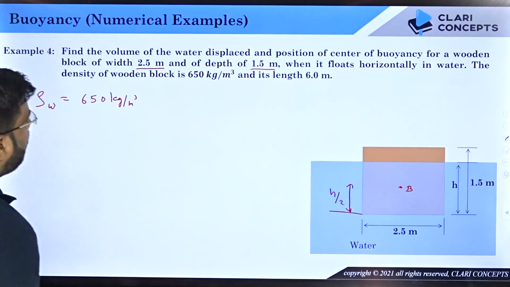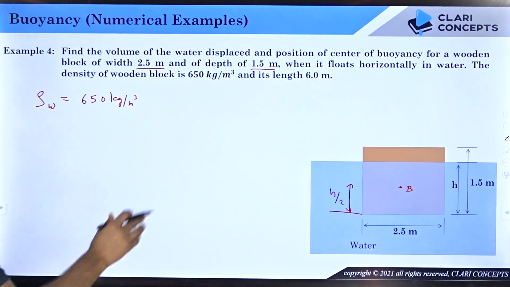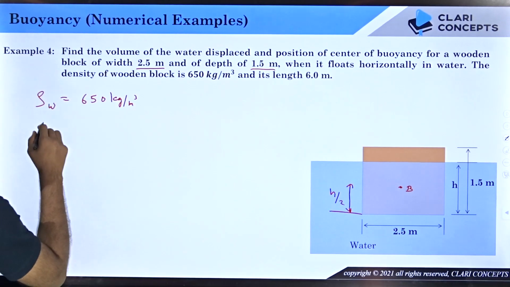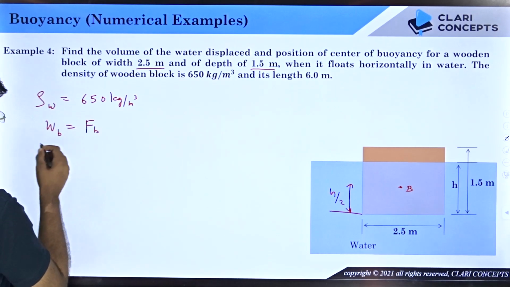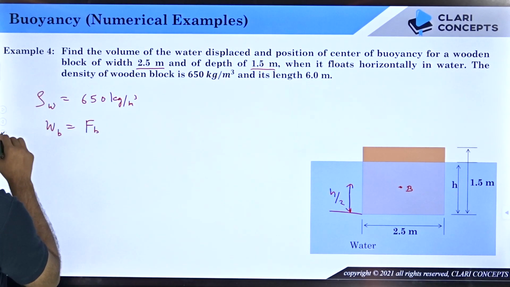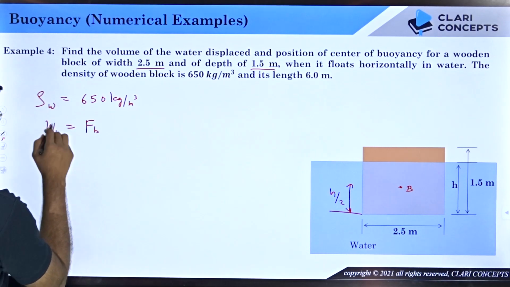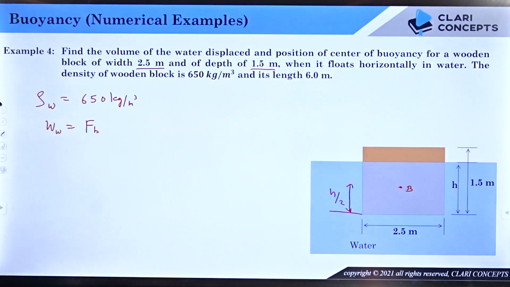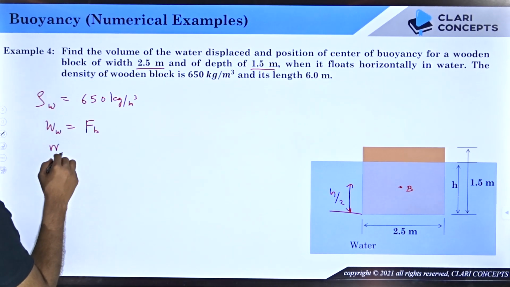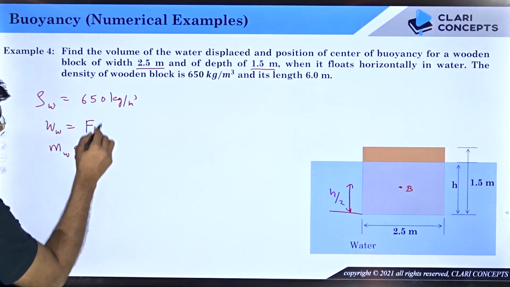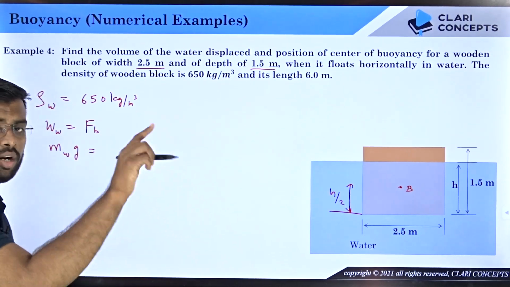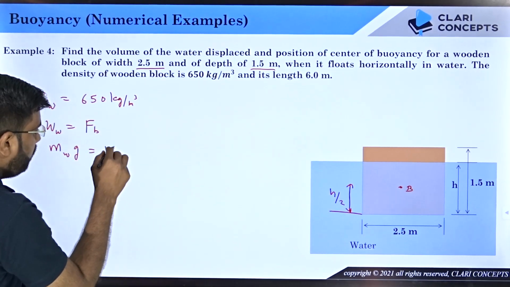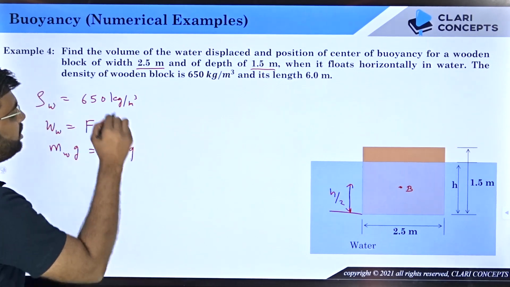So first let us find out the volume of the water displaced. When the body is floating, can I say the weight of the block should be equal to the buoyancy force? Rather, the weight of the wooden block. So I'll just put wooden because you might get confused this with the buoyancy, right? So the weight of the wooden block should be equal to the buoyancy force. What is the weight of the wooden block? Mass of the wooden block into g. What is the buoyancy force? Weight of the water displaced by the wooden block. What is the weight of the water displaced? It is the mass of the water displaced multiplied by g.